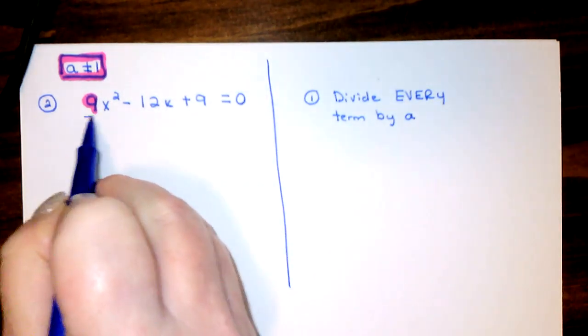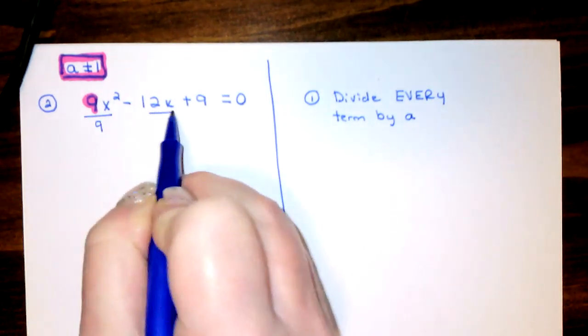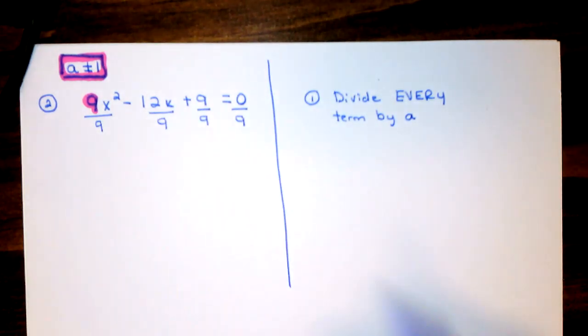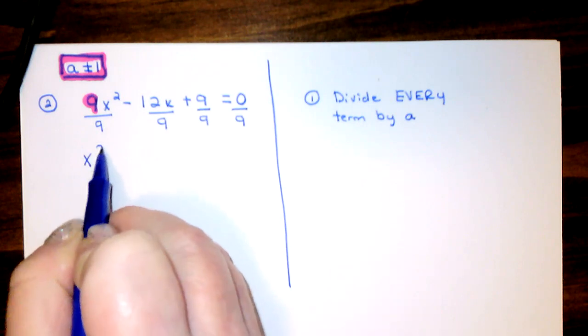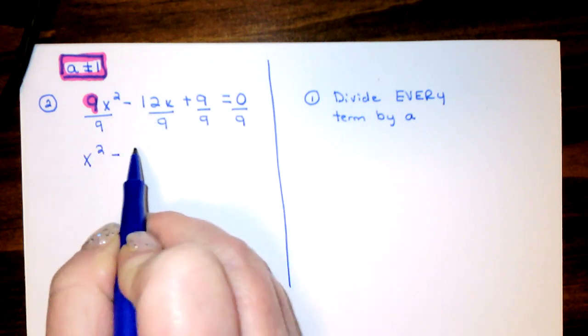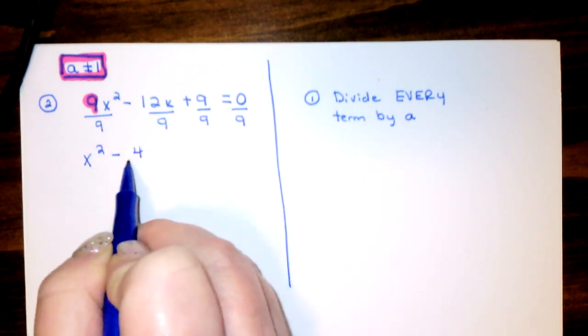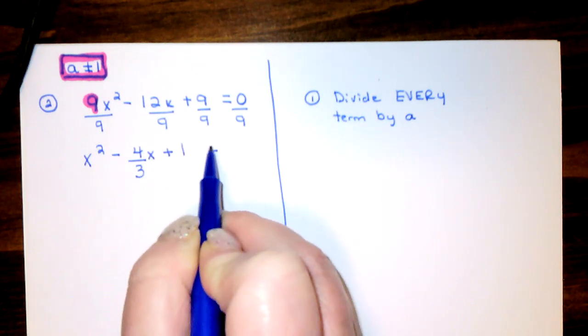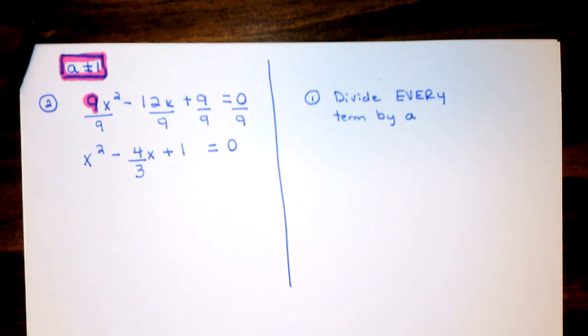So we're going to divide every term here by 9. So you can see that we're getting some fractions here. So this is going to be x to the second. This is going to reduce to 4/3. Then we have a plus 1 equals 0.